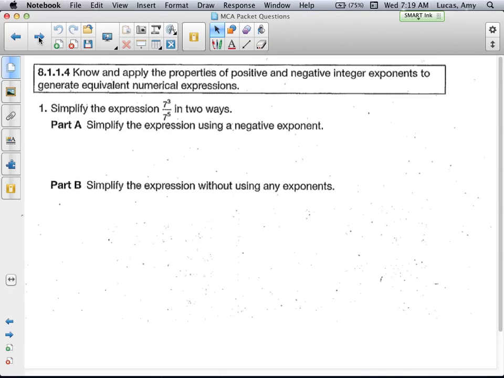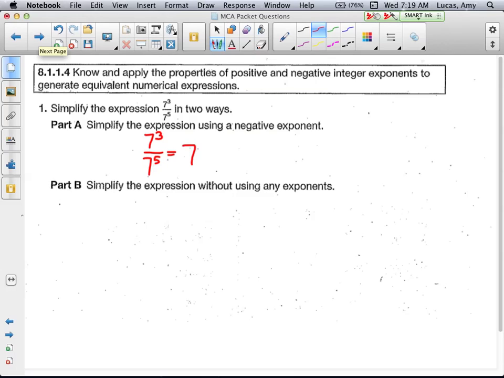Number 1, simplify the expression 7 to the 3rd over 7 to the 5th in 2 ways. Part A, simplify the expression using a negative exponent. So using a negative exponent means that they want you to remember the property that we learned, where when you were dividing, as long as you had the same base, you could subtract the exponents. So 3 minus 5 is negative 2. So 7 to the 3rd divided by 7 to the 5th equals 7 to the negative 2nd.